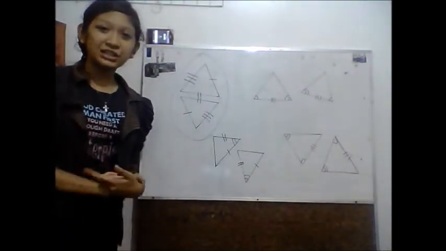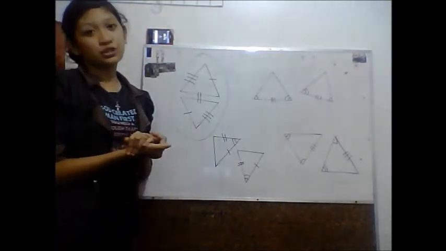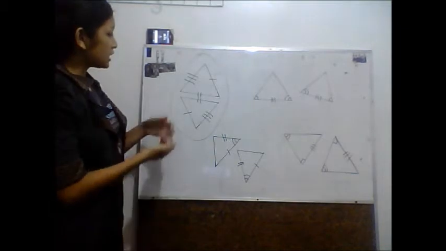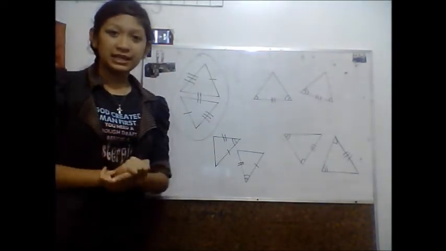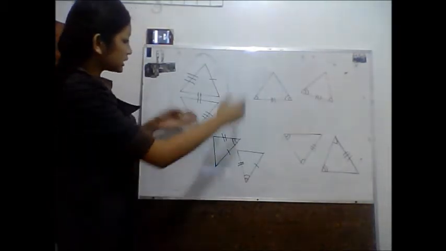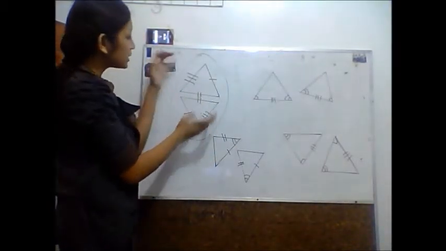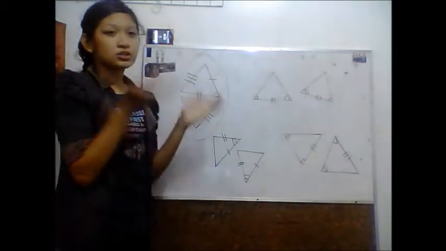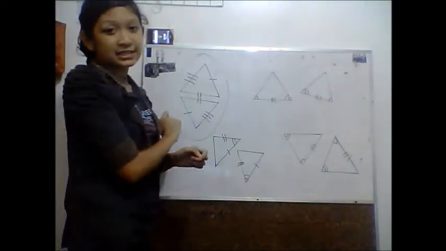So now, the first one that we have is side, side, side, meaning all of its sides are congruent. As we can see here, these two triangles are congruent by side, side, side, because this side is congruent to this side, and this side is congruent to this side. So it is congruent by side, side, side, or SSS.